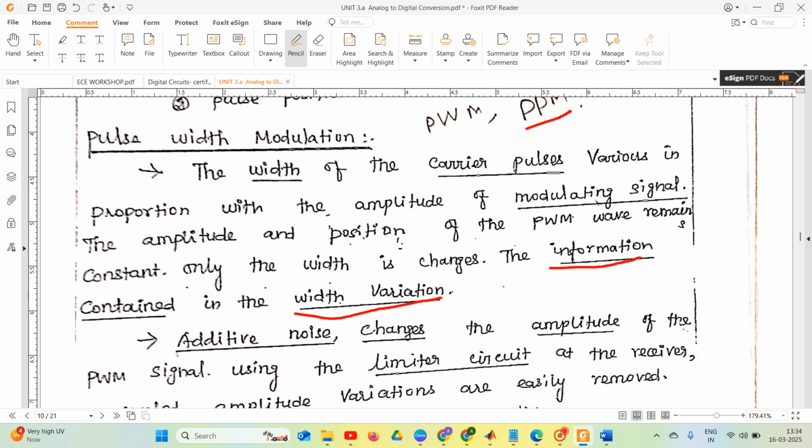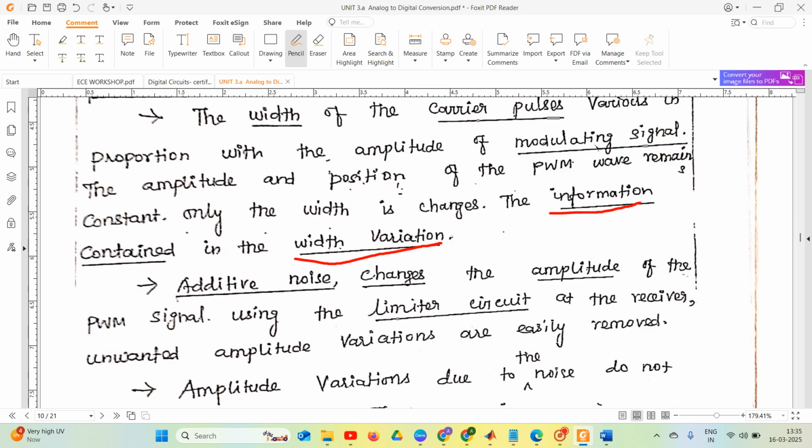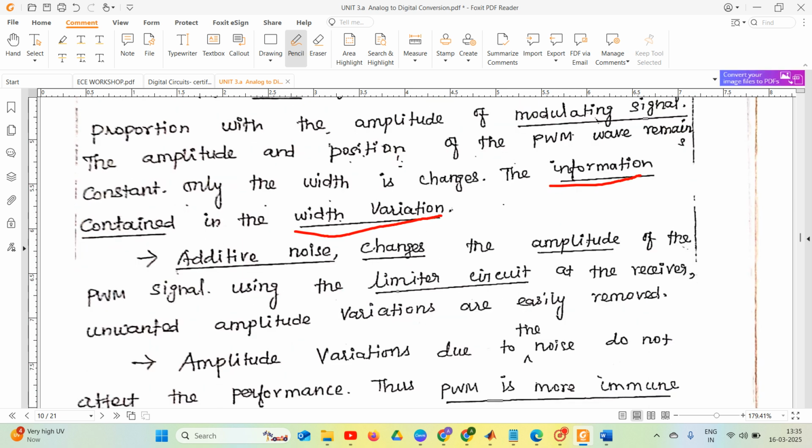We will discuss how the pulse width looks in the form of a wave, how we are generating the pulse width modulation, and how we are detecting the pulse width at the receiver end. We will see all those things along with the advantages and disadvantages of pulse width modulation.